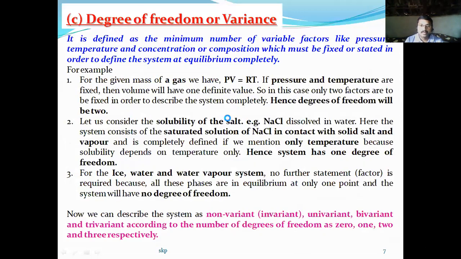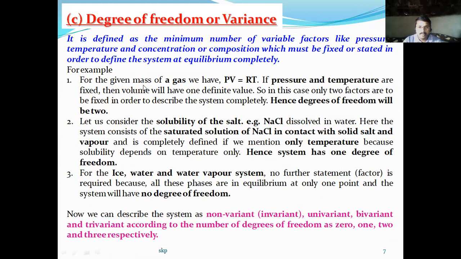Okay. Now, the last term is degree of freedom or variance. It is defined as the minimum number of variable factors like pressure, temperature, and concentration, which must be fixed or stated in order to define the system at equilibrium completely. So it is nothing but the minimum number of factors like pressure, temperature, and concentration that we can use to state any state of a system.